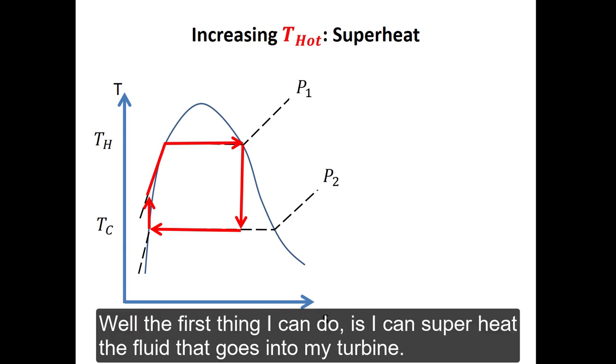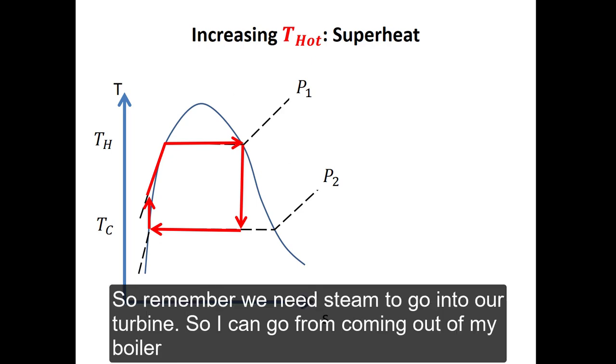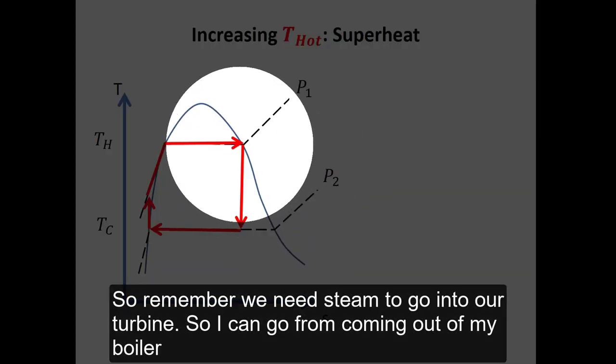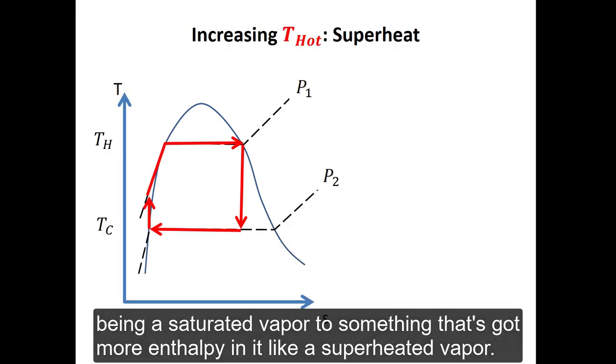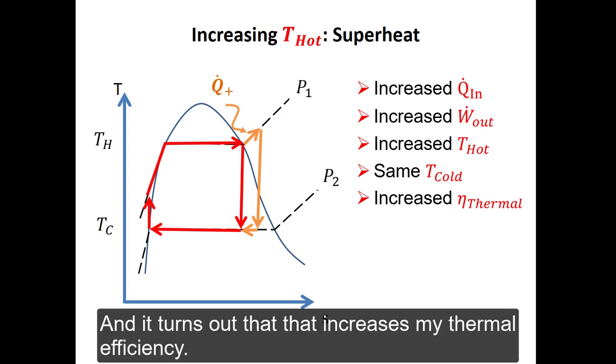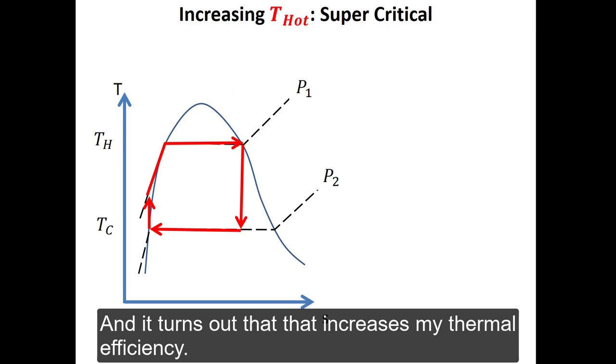Well, the first thing I can do is I can superheat the fluid that goes into my turbine. So remember, we need steam to go into our turbine. So I can go from coming out of my boiler being a saturated vapor to something that's got more enthalpy in it, like a superheated vapor. By doing this, I'm increasing the temperature that I'm adding heat into the system. And it turns out that that increases my thermal efficiency.